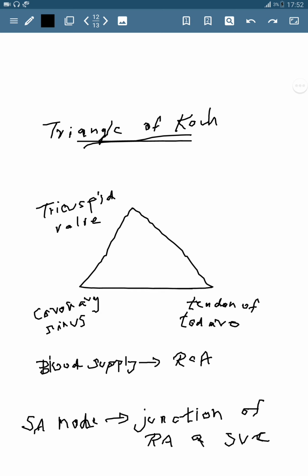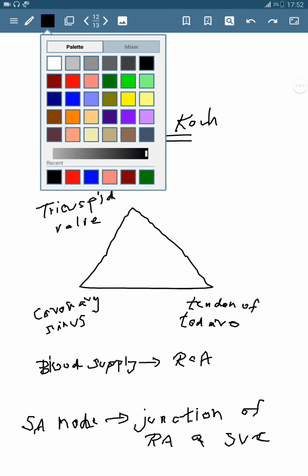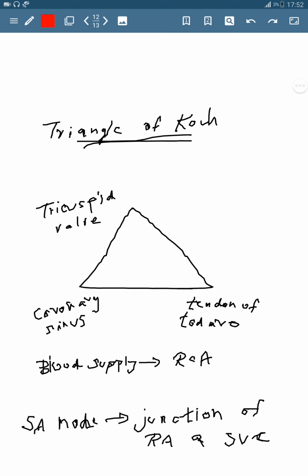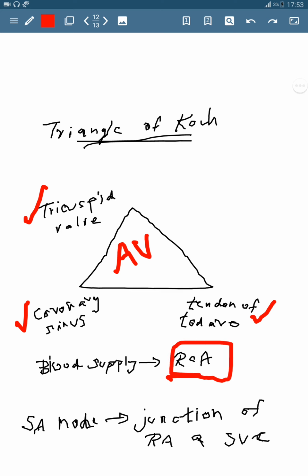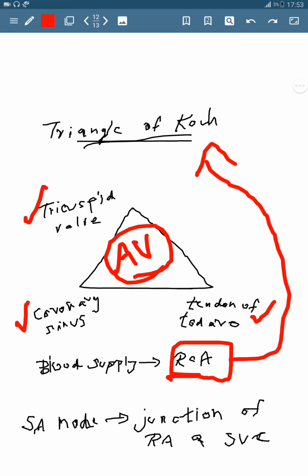Next, an important triangle, known as the triangle of Koch. The boundaries are tricuspid valve, opening of coronary sinus and tendon of Todaro. The content is the AV node. And the blood supply of the triangle of Koch is the right coronary artery. It is a very important MCQ. The boundaries of the triangle of Koch are tricuspid valve, opening of coronary sinus and tendon of Todaro, the content is AV node, and the blood supply is the right coronary artery.